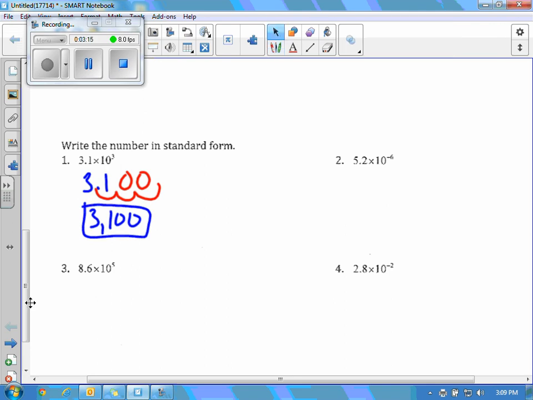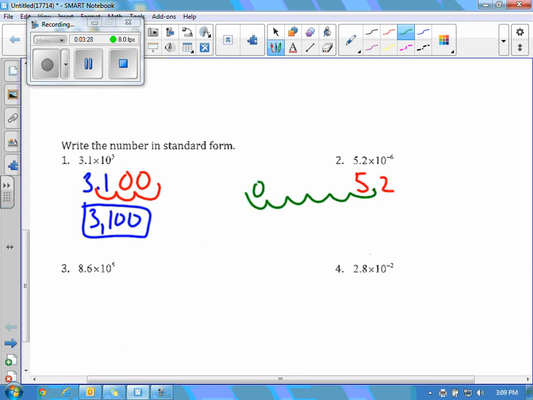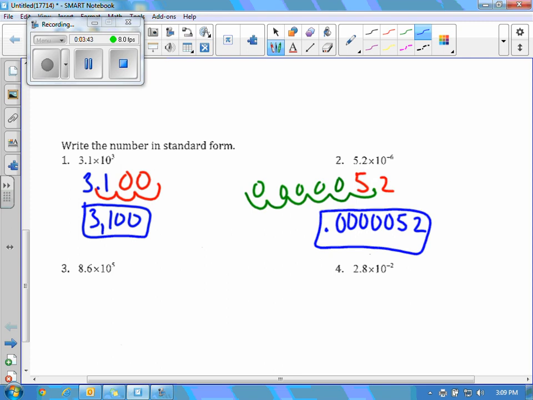If you look at number 2, I have 5.2 times 10 to the negative 6, so I'm going to write out 5.2. That's a negative exponent. I'm going to move 6 places to the left. So that's 1, 2, 3, 4, 5, 6. Fill in all of those with 0. So I'm going to wind up with a decimal and then 5 zeros and then 52. So when I'm switching from scientific to standard, if I have a positive exponent, I go to the right. If I have a negative exponent, I go to the left.